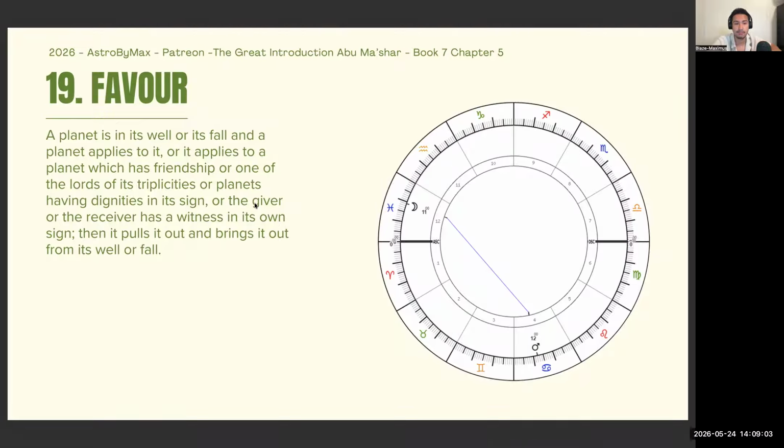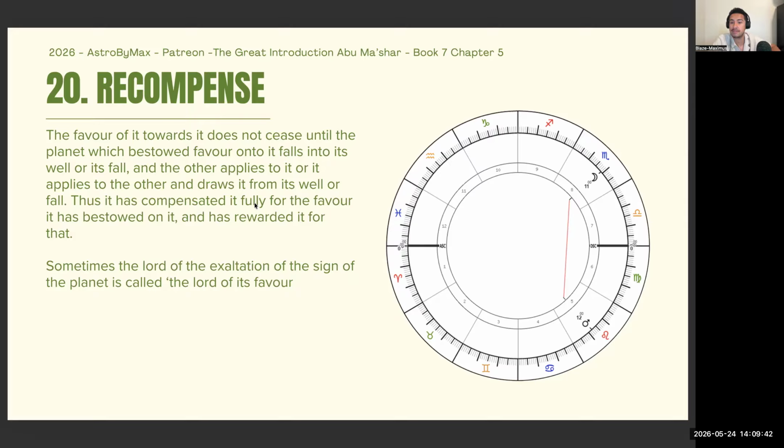And then there's recompense here, which is when, after that situation happens, the favor of that planet towards that other planet does not cease until the planet which bestowed the favor then falls into its own fall or into a well, and the other planet then applies to it, or it applies to the other, and withdraws it from the well or its fall. Thus, it has compensated it fully for the favor that it had bestowed on it, and it has rewarded it for that. So when the moon scratched Mars's back while Mars is in Cancer, Mars is scratching the moon's back here while the moon is fallen in Scorpio here.